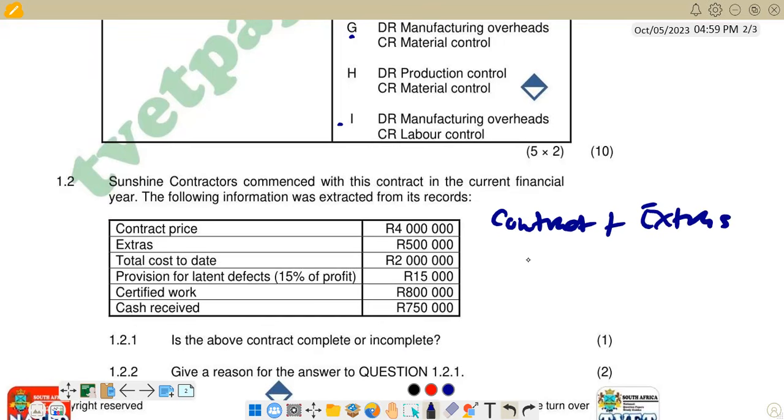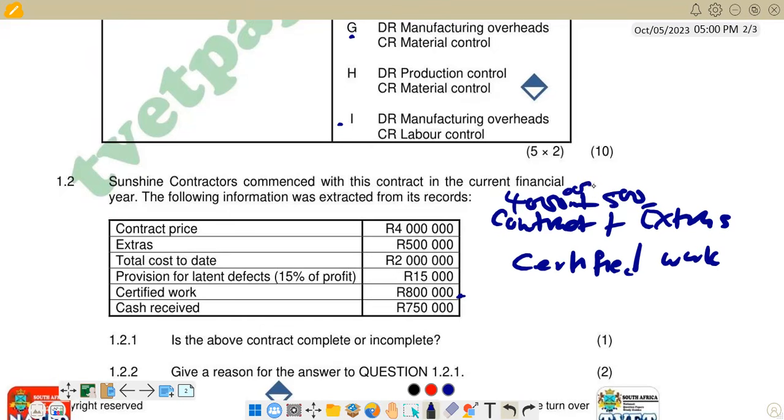Then you compare it with the figure of certified work. But we are seeing that on certified work, we have 800,000. So contract price plus extras, we have got 4 million. Then we add 500,000. So obviously, we are going to get 4,500,000. So then when we compare this figure with this figure, we see that they are not equal.